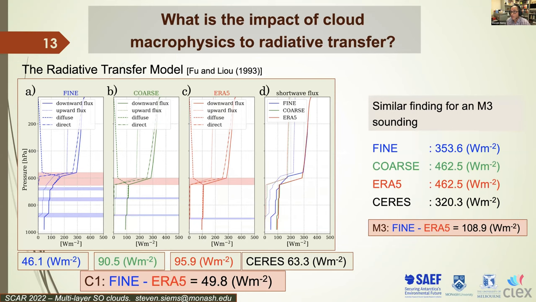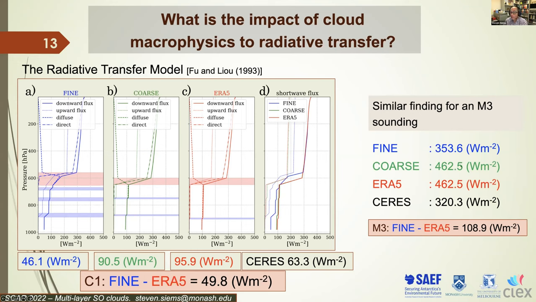Does this affect the radiation? Yes, we know that. This has been known for a long time. These little cloud layers can have a dramatic effect on the radiative transfer. We can see an example here for the sounding for the cluster C1, where if you look at it at fine resolution you get some cloud layers through there, at coarse resolution we lose some of those cloud layers. And then we look at ERA5. In this example, probably not the best, we see a 50 watts per meter squared difference between fine and ERA5.